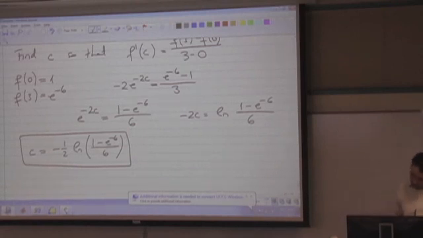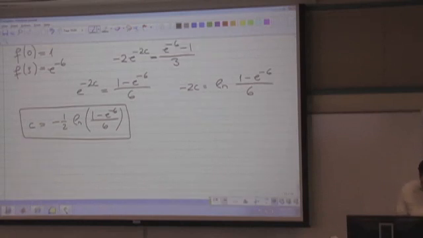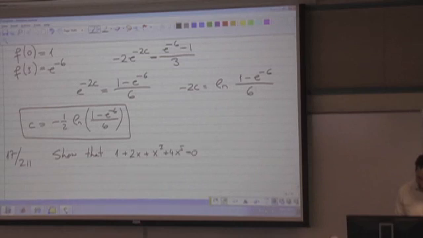Okay, so problem 17 on page 211. What we're asked is to show that 1 plus 2x plus x cubed plus 4x to the 5th equals 0 has exactly one real root.